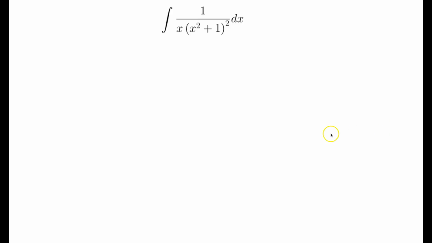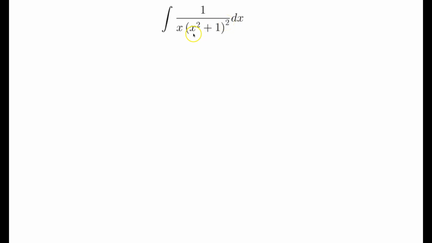Now let's integrate 1 over x times the quantity x squared plus 1 all squared dx. So the setup of this one is going to look like the integral of some constant a over the linear. Here, the denominator is already factored for us. We have a distinct linear term, just x, and then we have a repeated irreducible quadratic. X squared plus 1 can't be factored any further, and it's repeated.